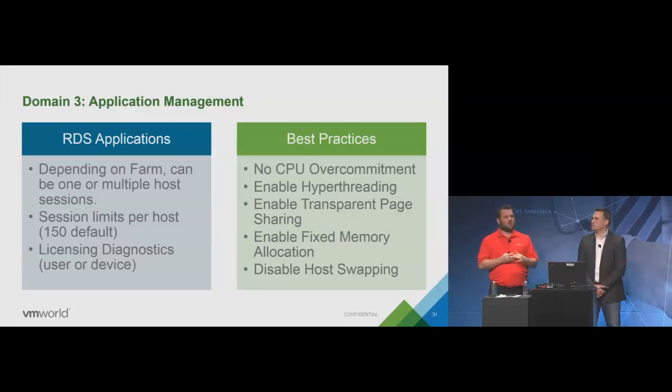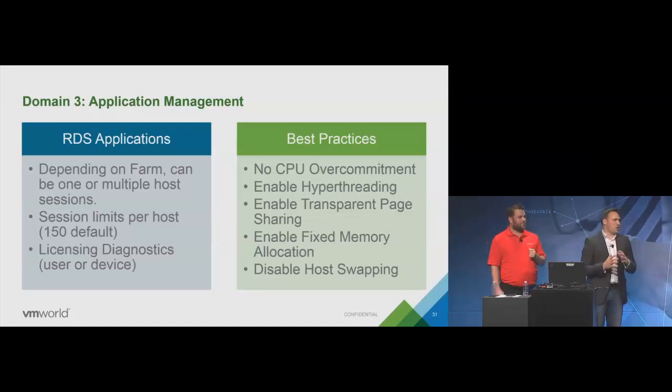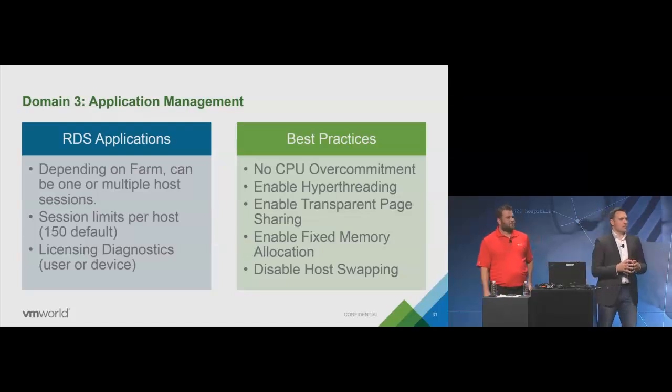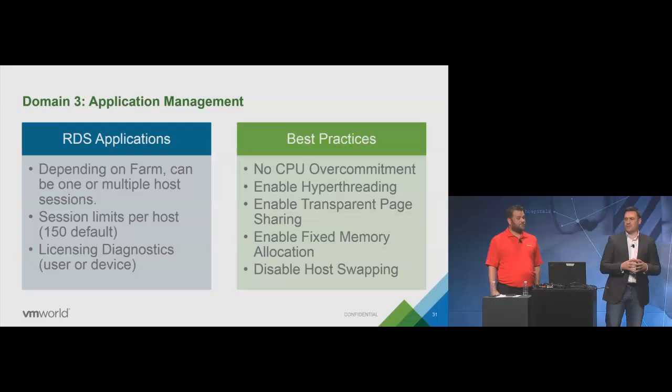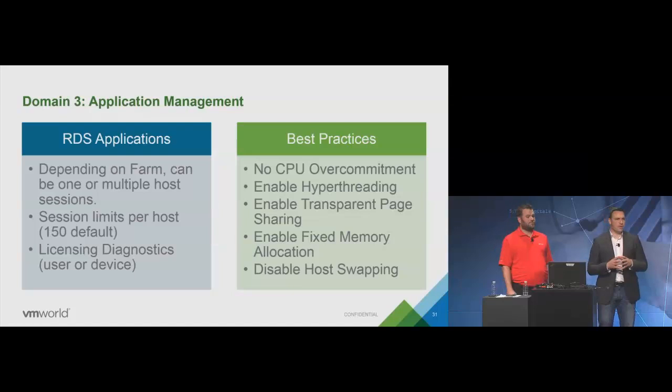You kind of like what we do with desktops. A lot of times people will not have the memory allocated, so we don't have swap files. Hopefully most of you have seen the Horizon 6 reference architecture document. It specifically goes into sizing best practices and performance of RDSH. Just to point out, the session limit per host is 150 by default.